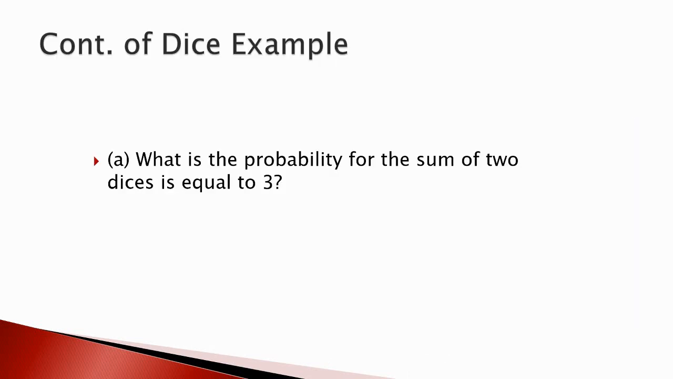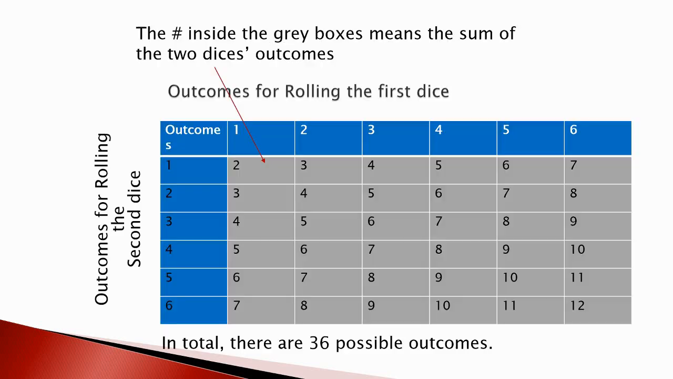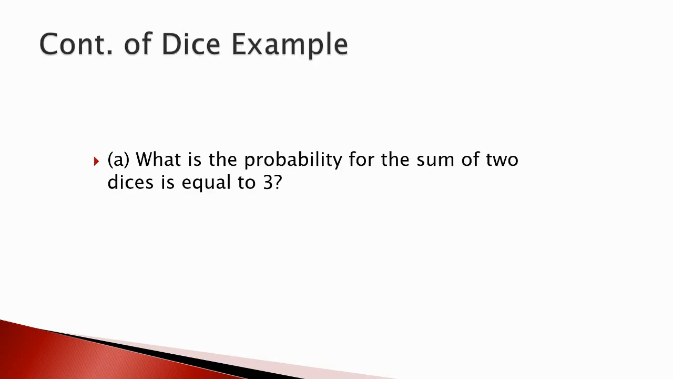Next, we will answer the questions we had before. What's the probability that the sum of two dice is equal to 3? We can apply the f over n rule. Let's go back to the table. Make an observation, see how many numbers inside the gray boxes are equal to 3. Only 2, right? So we apply the f over n rule. f will be equal to 2 in this case, and n is 36. Then our result will be 1 over 18.